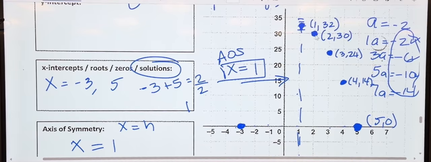So how far is, pay attention, this is important. How far is this point from the axis of symmetry? 1 unit to the right, so I'm going to plot a point 1 unit to the left. Here, this is sitting on 24, but it's 2 units to the right. So I'm going to stay on 24 and go 2 units to the left.